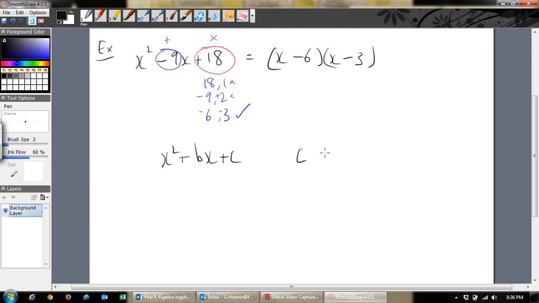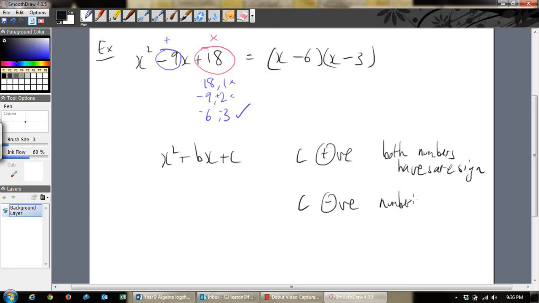And so if you've got x squared, just as a little bit of a summary, plus c, if c is positive, then both numbers will have the same sign. Okay, both have the same sign. You'll see here, if you have a positive number, you have negative 6 and negative 3. Okay, if c is negative, then one number will be positive, one number will be negative. Okay, so there's just a little guide, like in the previous example on the previous slide.